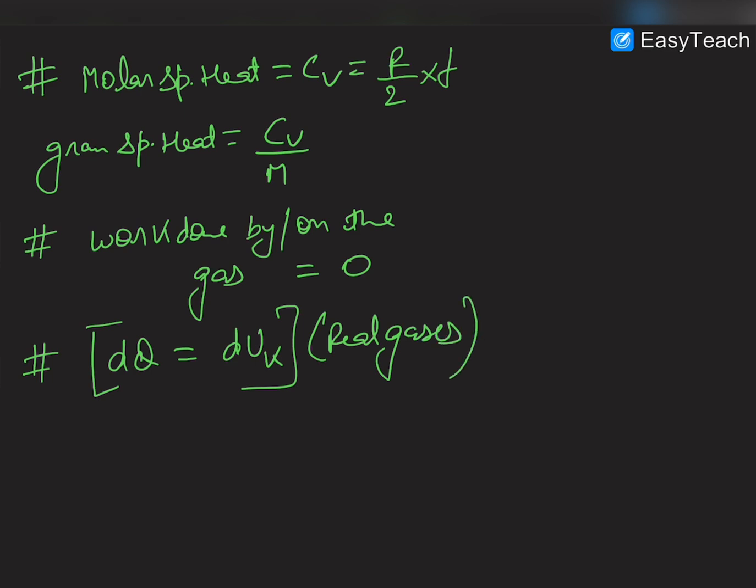Okay, so this is obviously for the real gases, but in fact this is for ideal gases, and we just need to talk about the ideal gases. So any heat supplied to an ideal gas going through an isochoric process is utilized completely in increasing the temperature of the gas and in increasing the internal kinetic energy of the gas. So dQ is equal to dU.